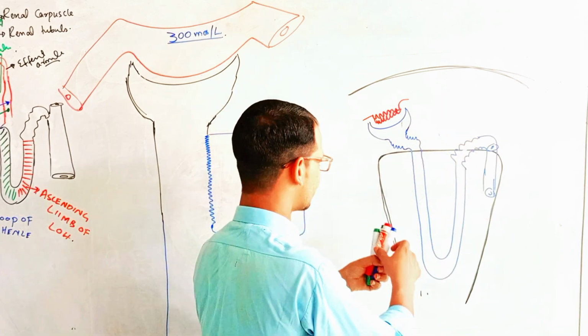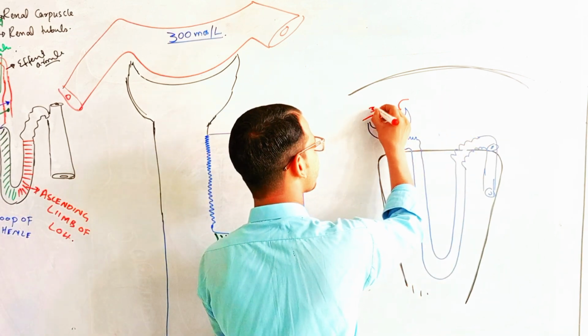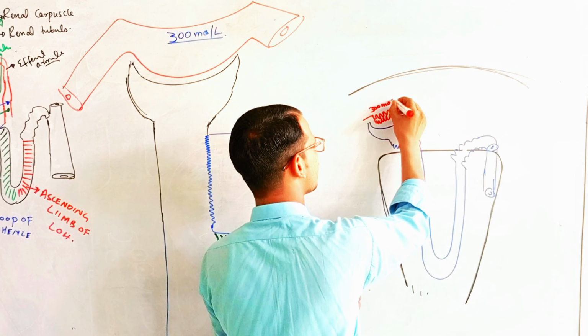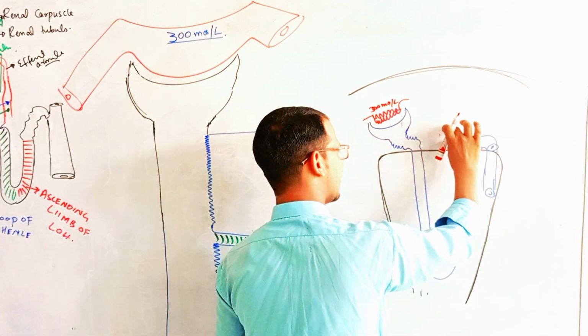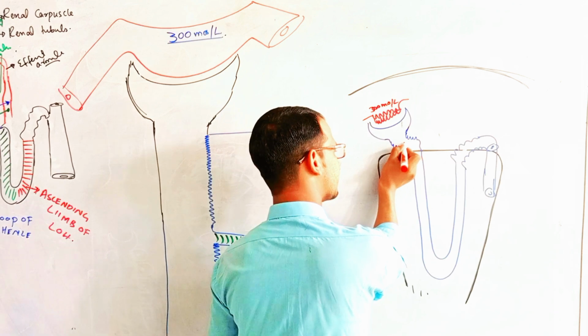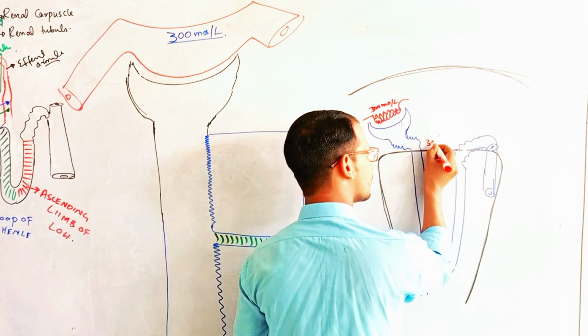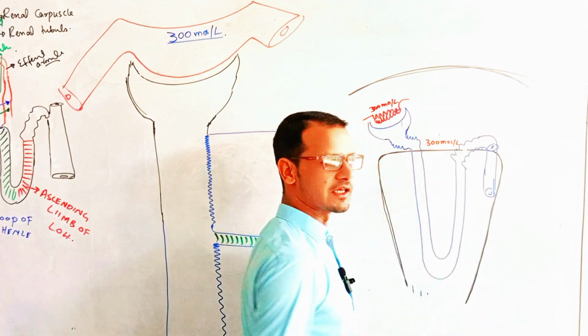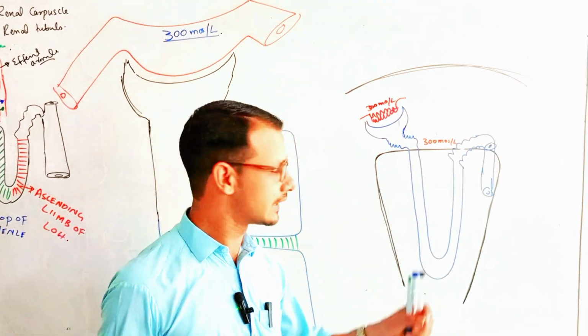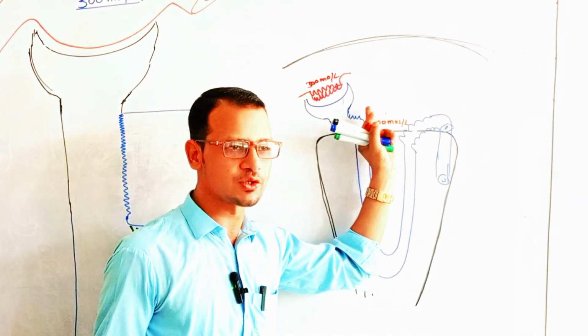The blood plasma osmolality is 300 milliosmol per liter. Here, this is the proximal convoluted tubule, and here also the osmolality is 300 milliosmol per liter. It means that the solution here is isotonic.